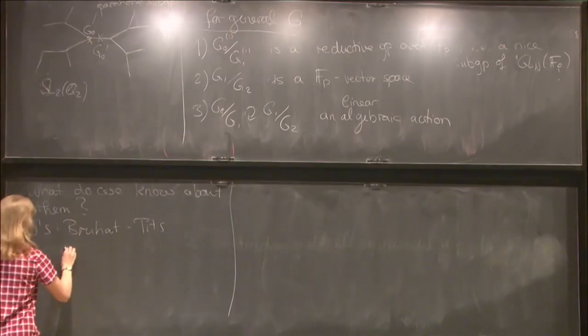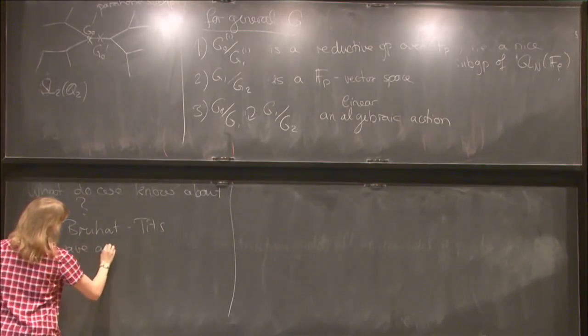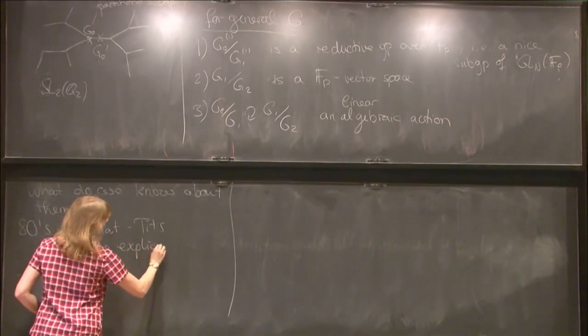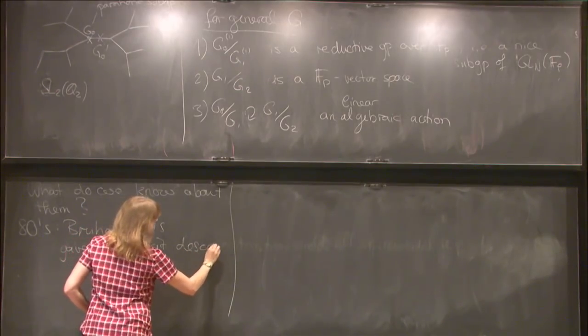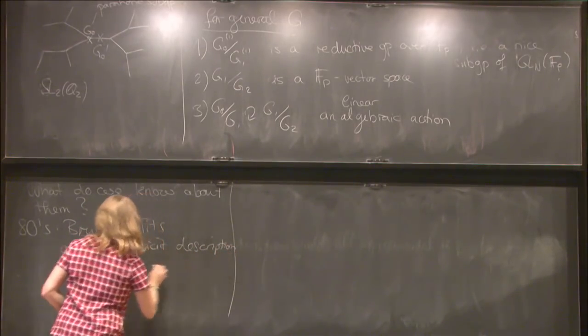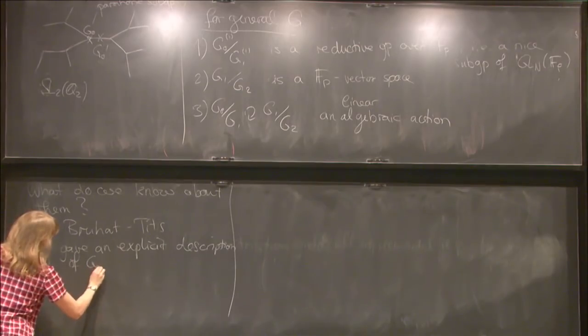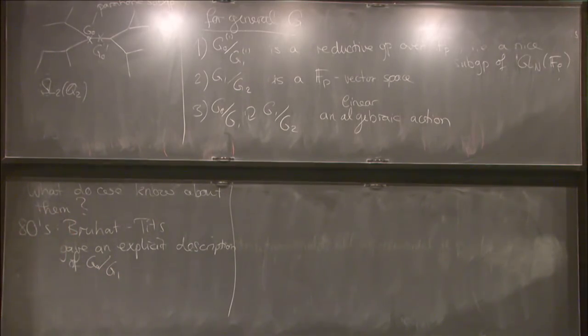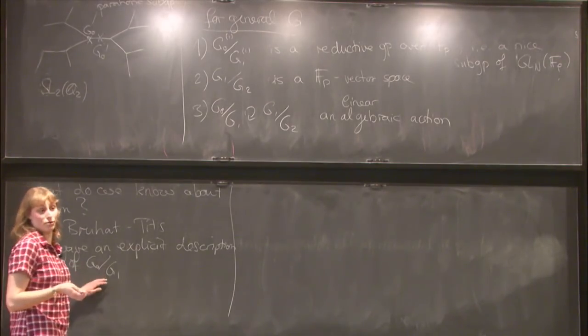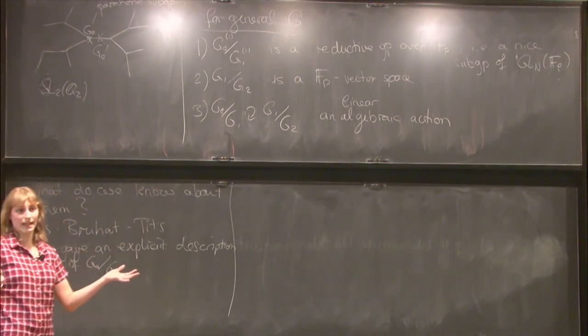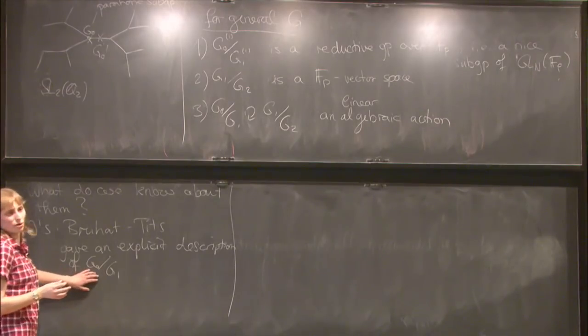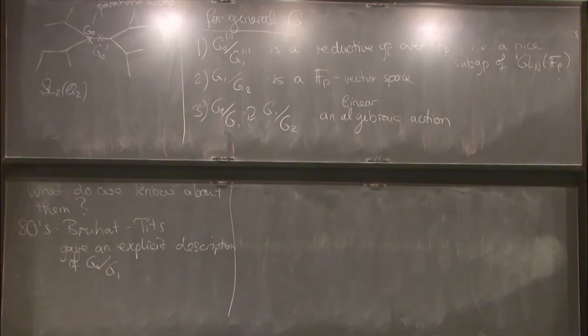So they gave an explicit description of G0 mod G1 in terms of some combinatorial data. So for those who know what it means, they describe the root datum for it. So they gave some combinatorial data that describes this quotient. So we understand it rather well.